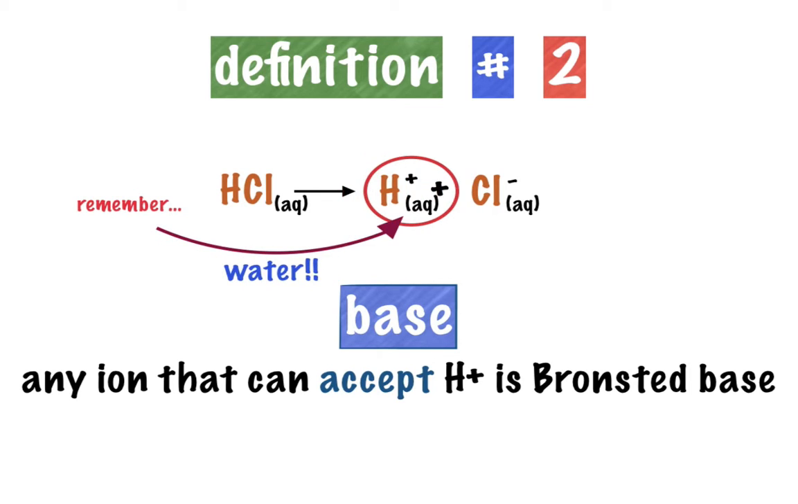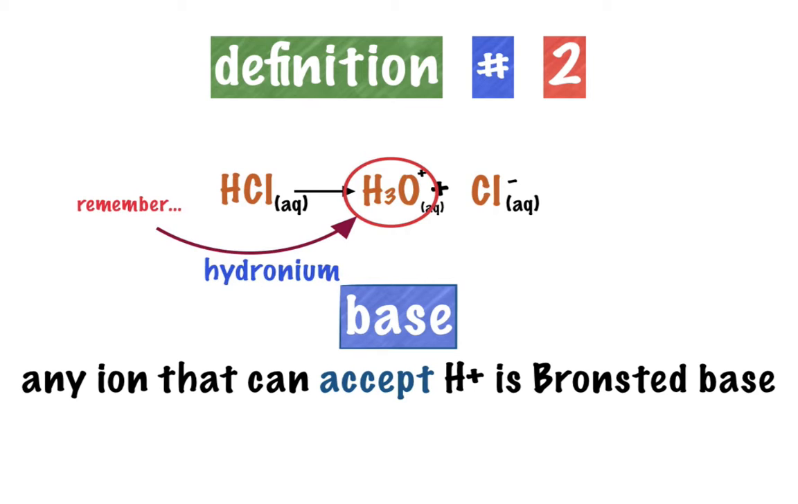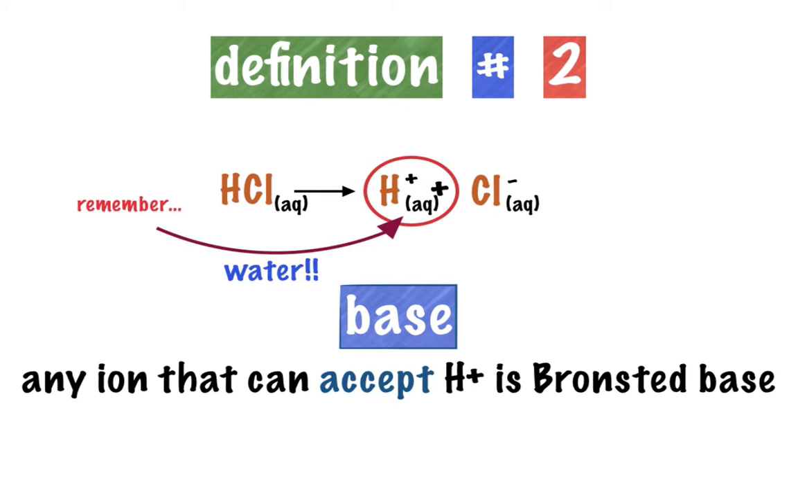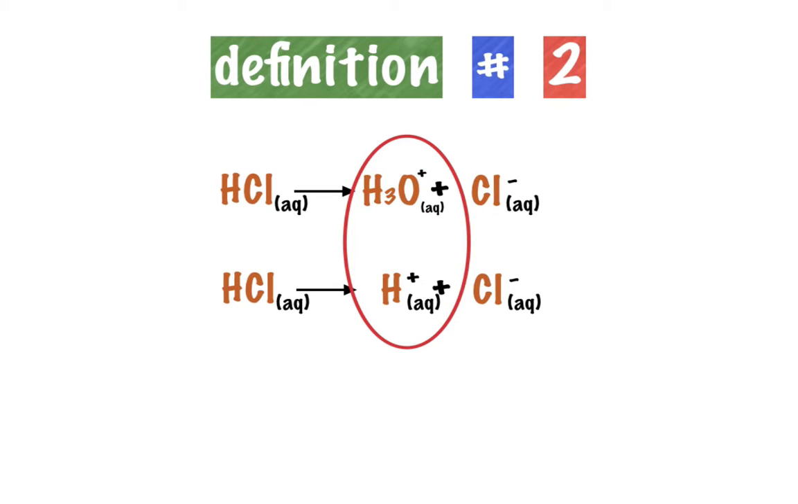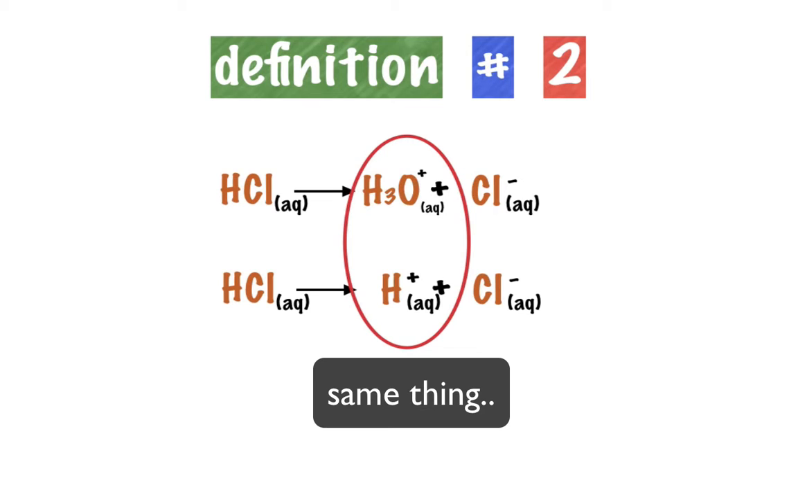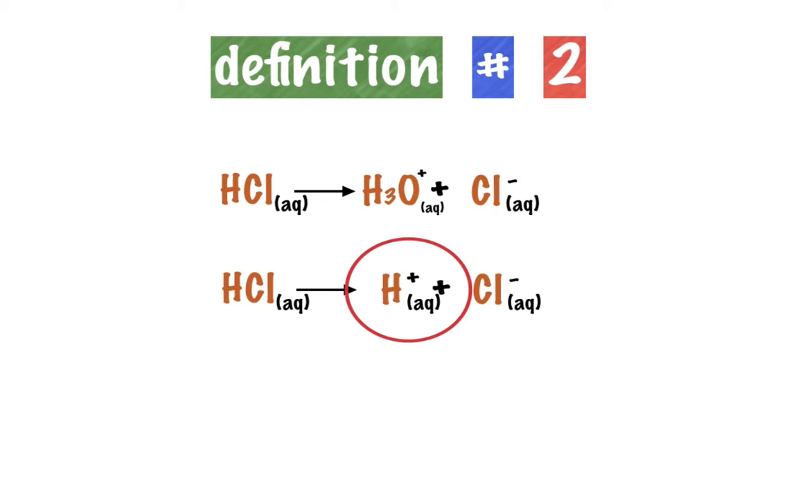Technically, this is the more correct way to write it out, but most texts write it as a hydrogen ion floating by itself in an aqueous solution, when technically it actually attaches itself to water. So keep in mind that if you see hydronium, H3O plus, or a hydrogen ion plus, they're technically the same thing, even though H3O plus is more accurate than the other symbol.